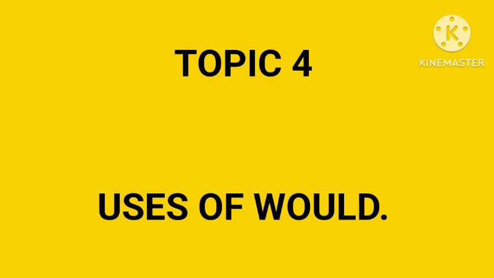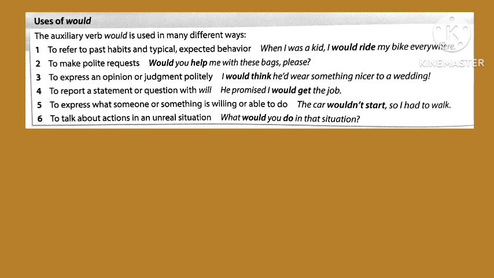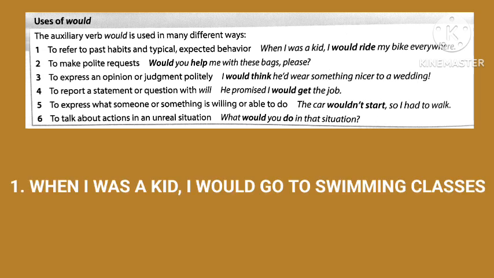And the fourth topic is similar to the previous one, and it's about the uses of would. The structure also is the same, the only thing that changes are the uses. We can use would for point number 1 to refer to past habits and typical expected behavior. An example of this would be, when I was a kid, I would go to swimming classes. In this case, would is similar to used to because it has the same meaning in this structure.